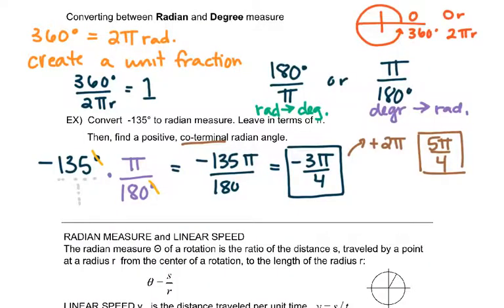And of course, we could go the other direction. I could subtract 2 pi. And thinking about 2 pi in fourths, that's 8 pi over 4. So negative 3 minus 8 gives me negative 11 pi over 4. So this is a negative coterminal angle. All right.